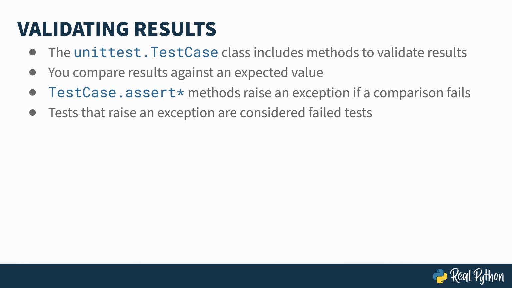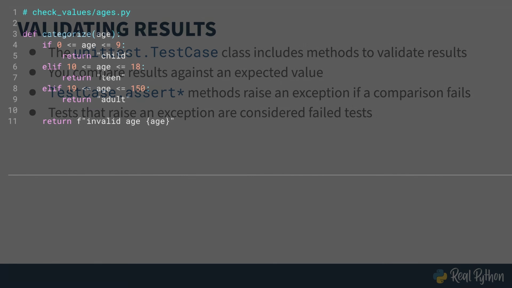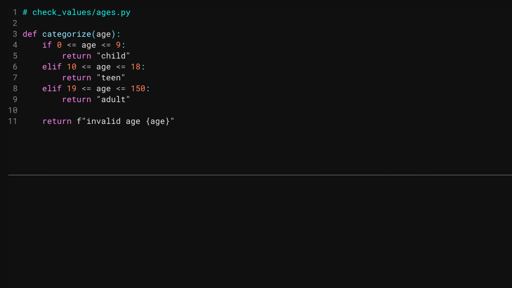Let's look at an example that is a little more realistic than the previous lesson's Hello World. I'm inside of the check values directory and looking at ages.py. This file has a single function called categorize that takes an integer and returns a string based on the age of the argument. If the person is between 0 and 9 years old, inclusive, the word child gets returned. 10 to 18 are teens, 19 to 150 is adult, and everything else is considered an invalid age.